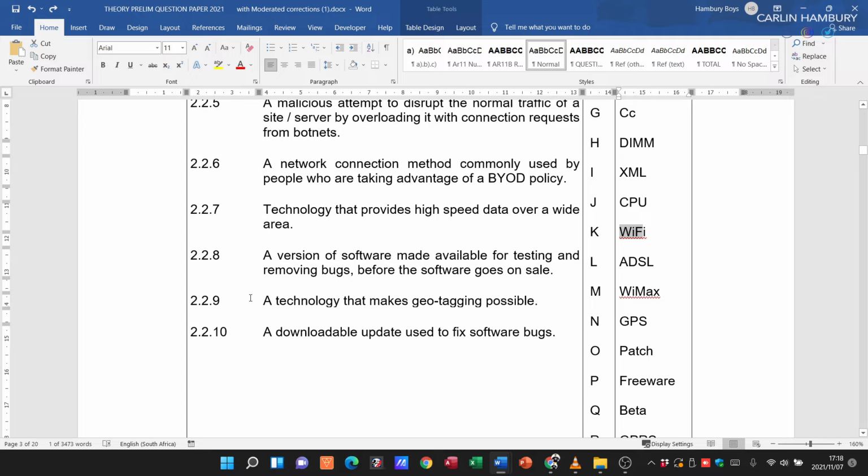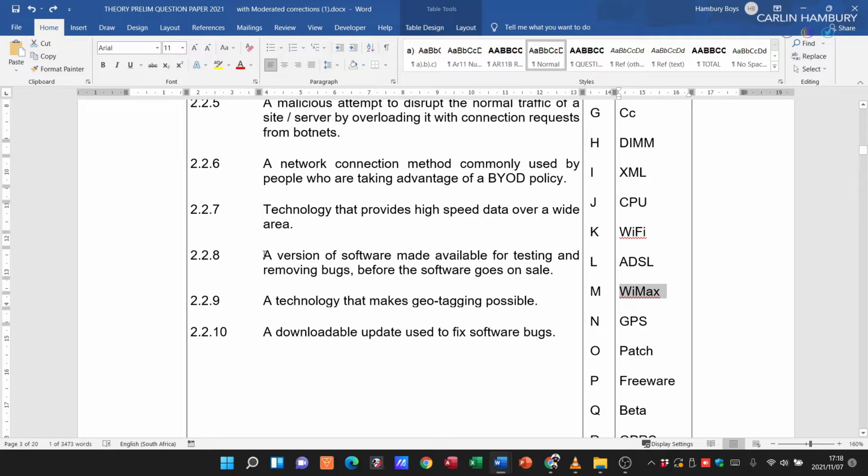All right, 2.2.7, technology that provides high-speed data over a wide area. There's our first clue. Wide area. Can't be things like ADSL. We've used Wi-Fi, GPS, freeway. No. So we're going to look at the only one that it can be, and that is our WiMAX. Remember, WiMAX gives us more speed and a greater coverage area in terms of Wi-Fi.